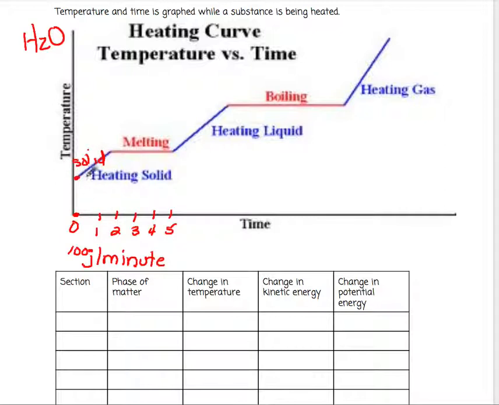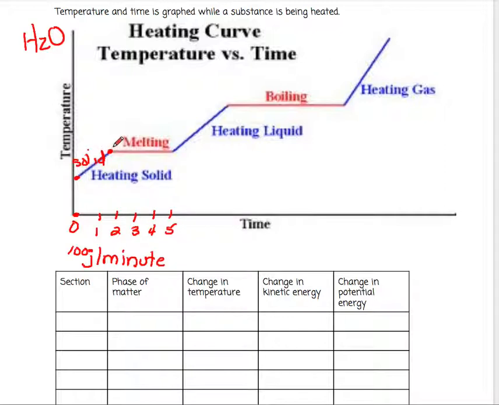So at 1 minute, it got a little bit warmer. At 2 minutes, it got a little bit warmer. And then it gets to this point. Now we are still going to be adding heat at 100 joules per minute. But now we notice something very interesting happening.